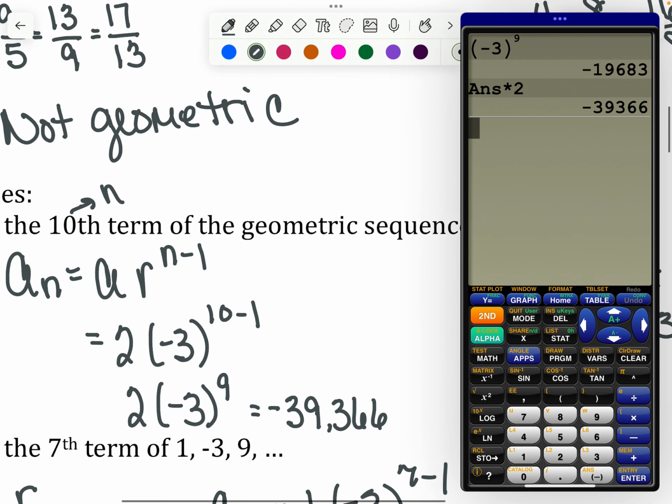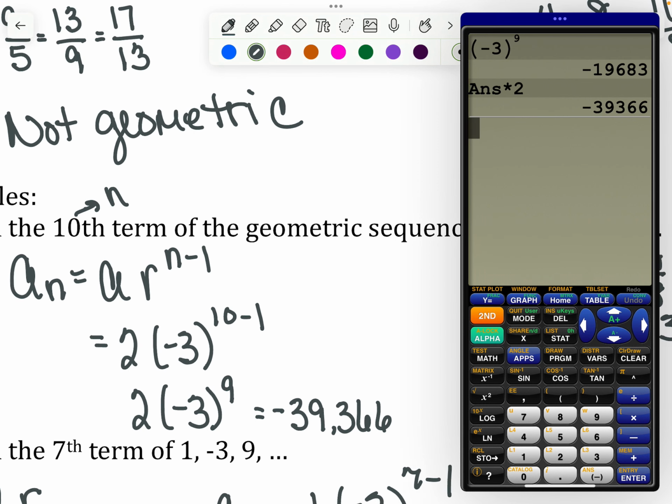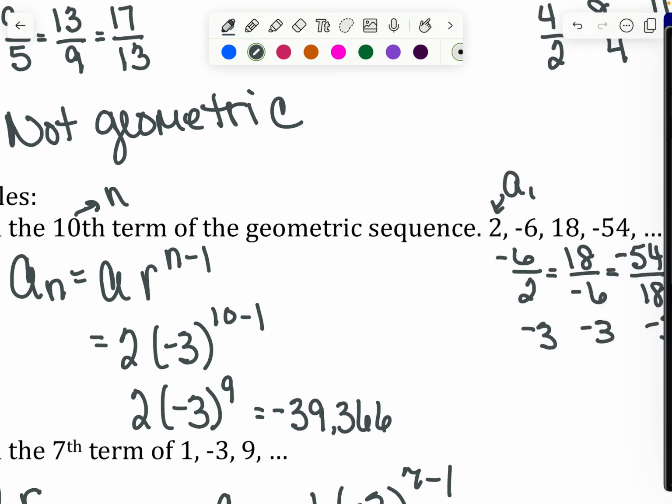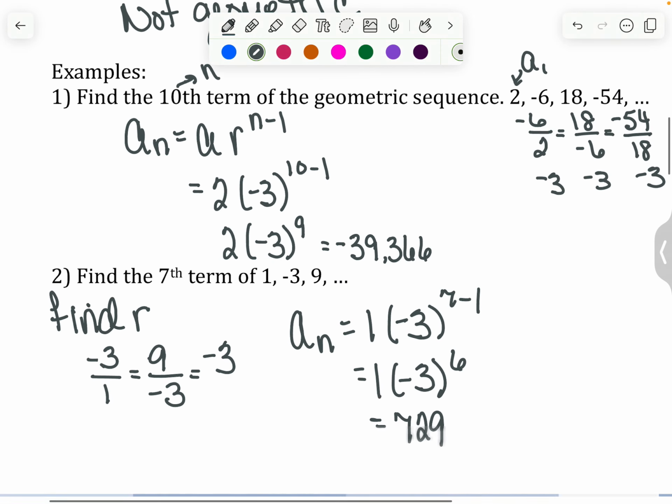All right, why don't you pause the video and try to find number 2, which is the 7th term. Okay, that's what I got. I got r to equal negative 3. Put it in. So our first term is 1, negative 3 to the 7th minus 1, or negative 3 to the 6th. So I have 729 as our 7th term.